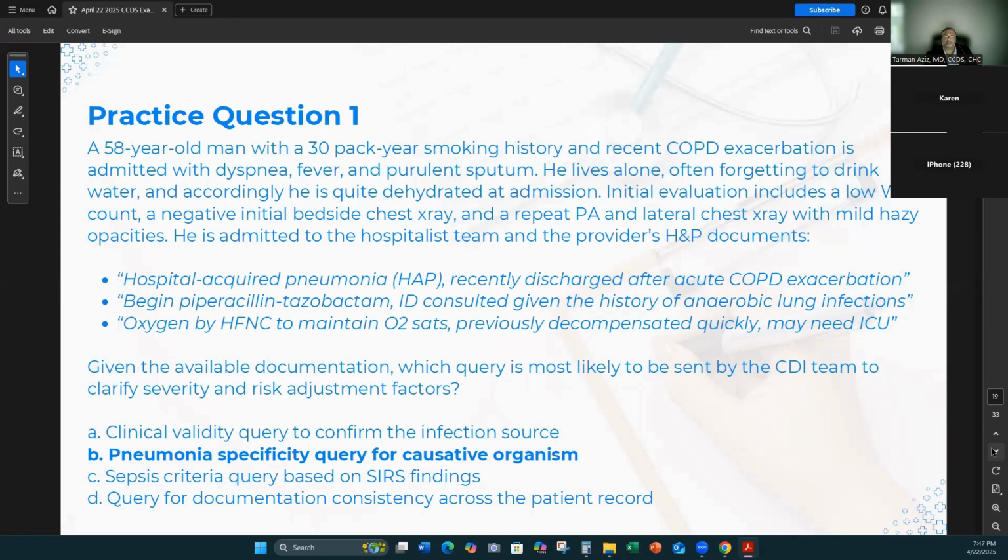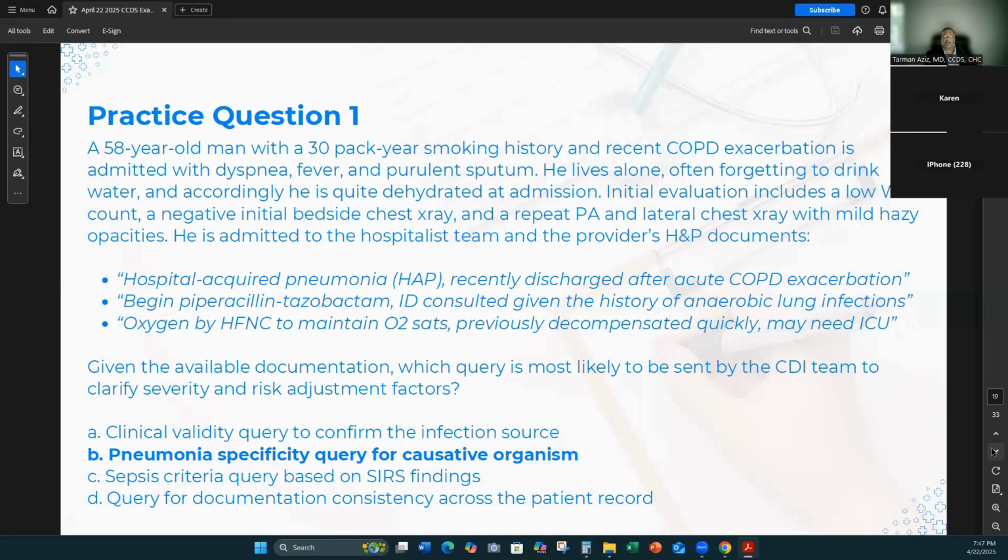Based on his history, he's a smoker. Recently, he was hospitalized with an exacerbation. He had an infection when he first came in. He's being treated with empiric antibiotic, and he has a fever. The chest X-ray stated that he had pneumonia.